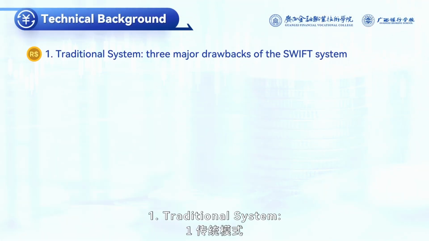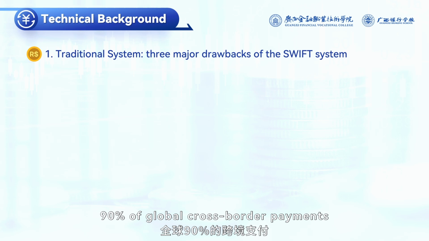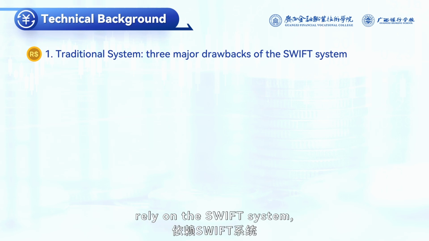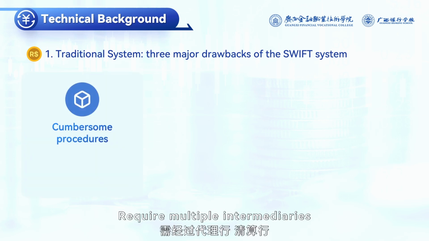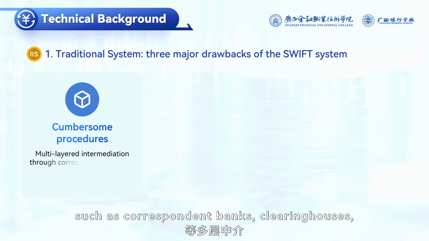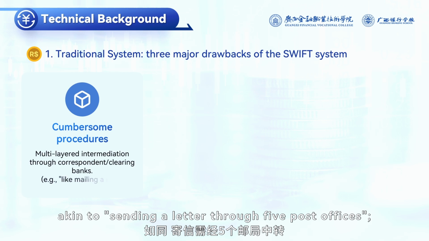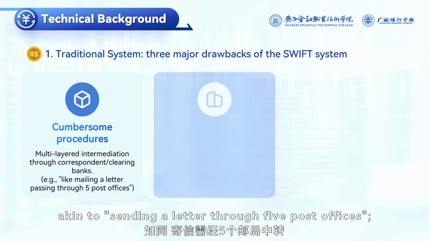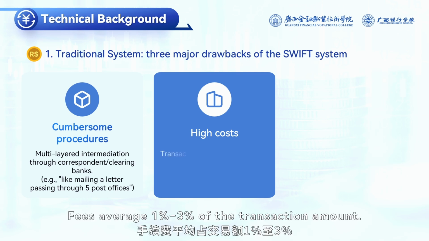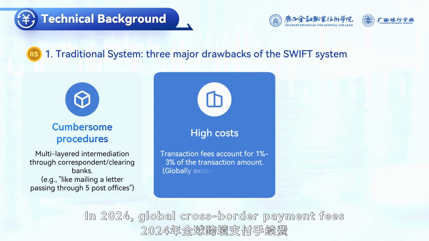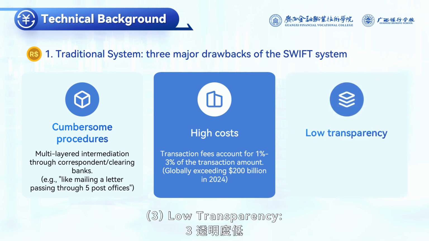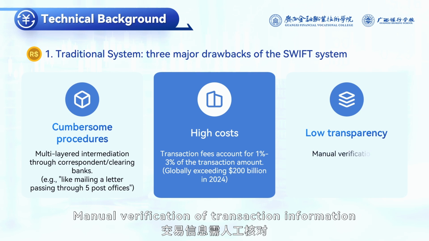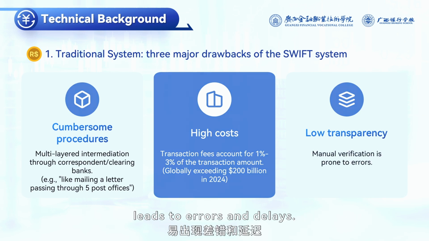1. Traditional system. Currently, 90% of global cross-border payments rely on the SWIFT system, which suffers from 3 major drawbacks. 1. Cumbersome process. Requires multiple intermediaries such as correspondent banks and clearinghouses, akin to sending a letter through 5 post offices. 2. High costs. Fees average 1% to 3% of the transaction amount. In 2024, global cross-border payment fees exceeded $200 billion. 3. Low transparency. Manual verification of transaction information leads to errors and delays.